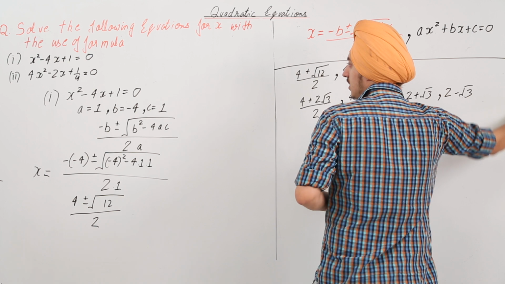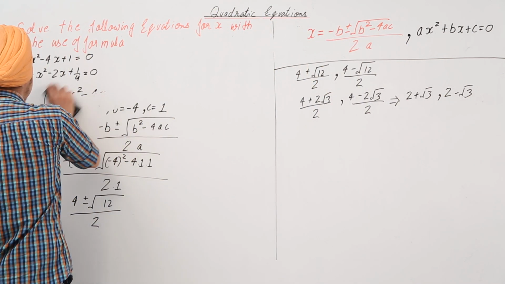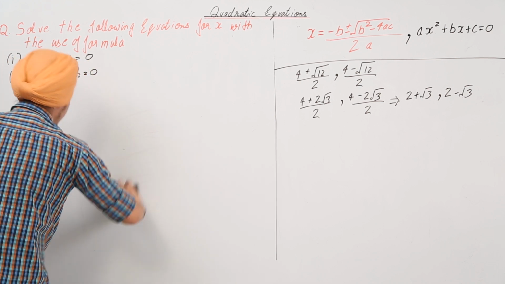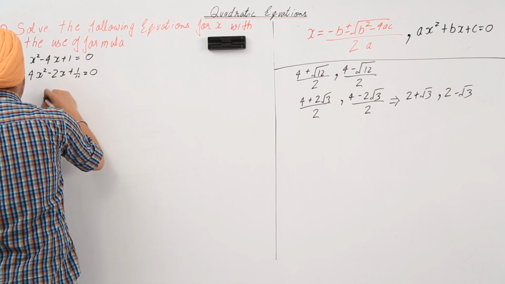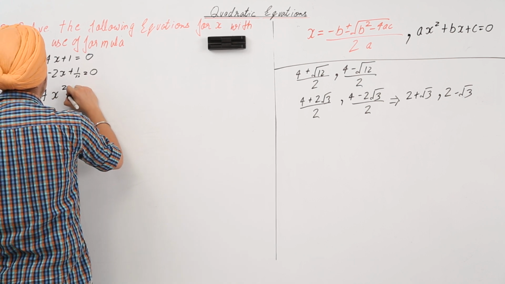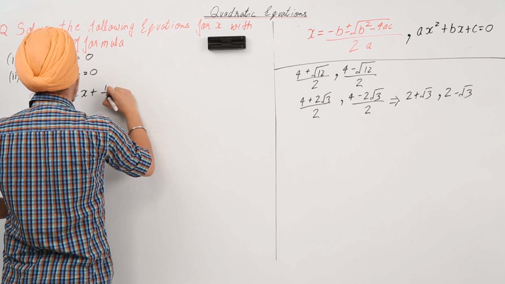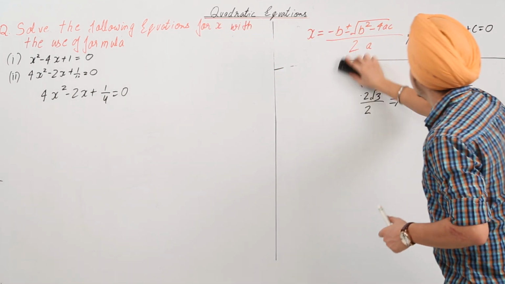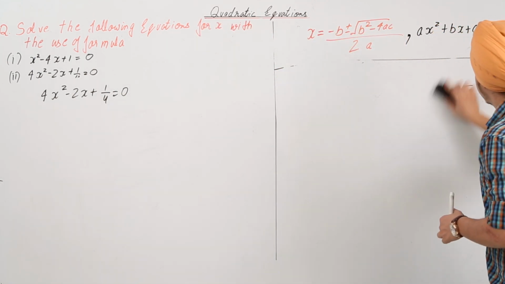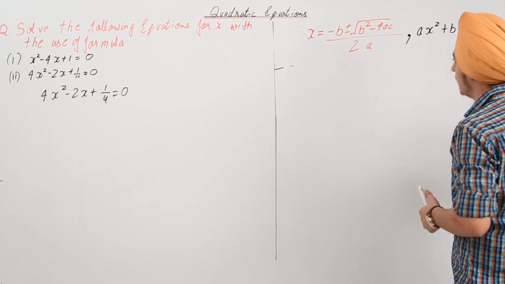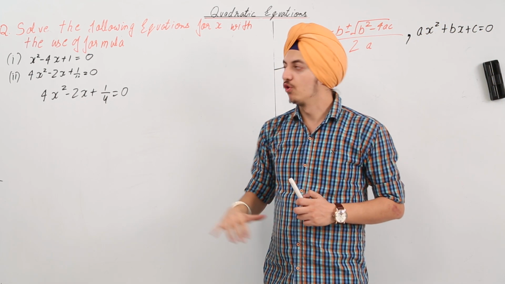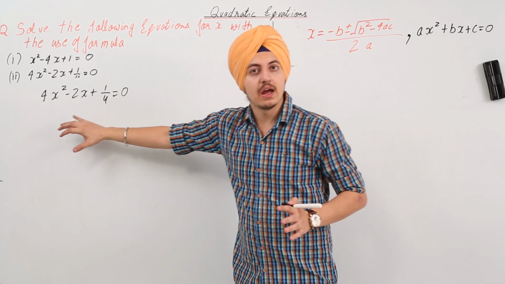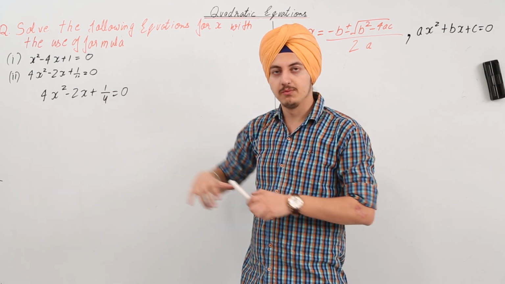Now how do we go about the second part, which says 4x square minus 2x plus 1 by 4 equal to 0. Now what was the first and the basic step for calculating the roots by using the formula? First of all, we have to remove all the fractions and the roots. So how do we remove this fraction? We multiply whole of this equation by 4. This fraction will be removed.